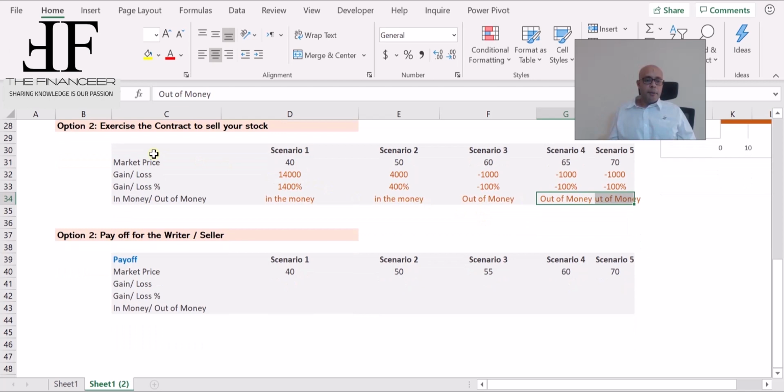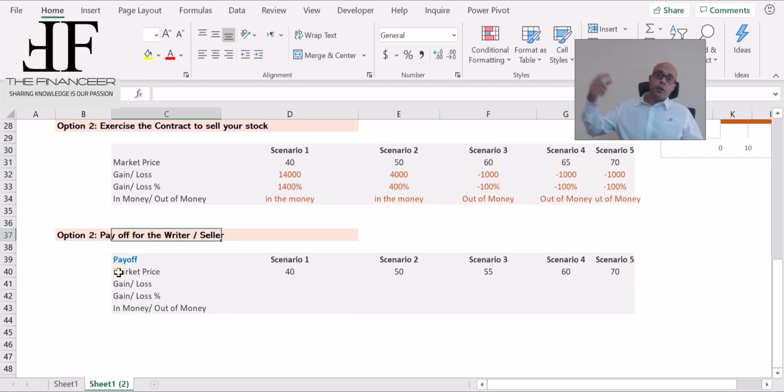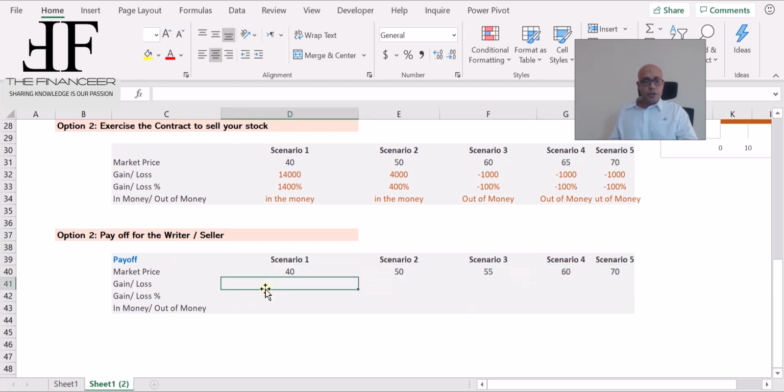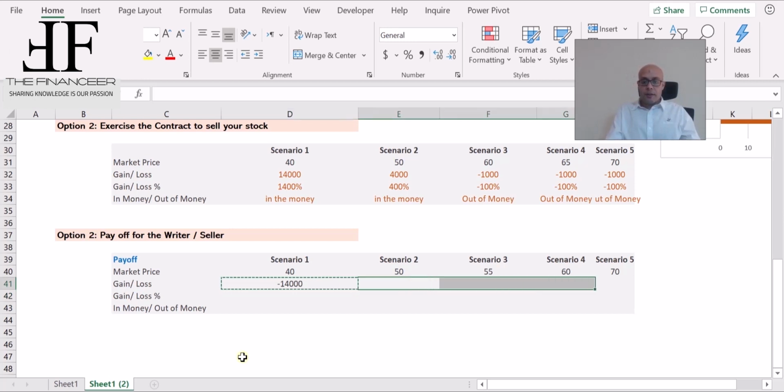Now let's do the same calculation here, but from the point of view of the seller or the writer of the contract, which is the other party. Now same scenarios and the same market prices, and we need to start calculating the gain and loss. We agreed before that the gain of one party equals exactly the same amount of the loss on the other party. So whatever gain the buyer is achieving will be considered a loss on the writer side. And whatever loss the buyer is achieving will be considered a gain on the writer side.